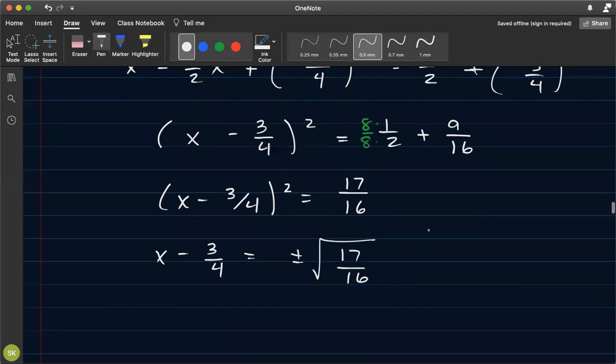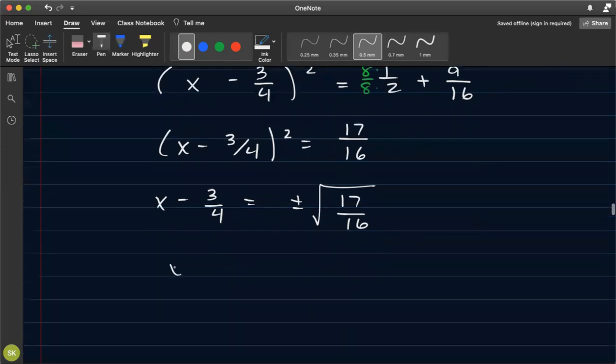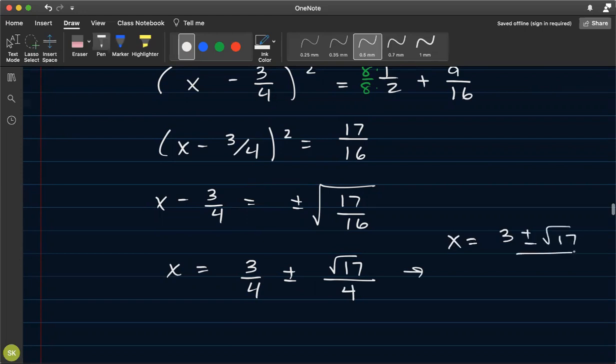Okay, so where do we go from here? Well, we move the 3/4 to the other side, and then we break this square root because this will become square root 17 over the square root of 16. So we get x is equal to 3/4 plus or minus the square root of 17 divided by the square root of 16, which is just 4. And we can combine this into a really nice fraction, because both of these are being divided by 4, so I just put it on the bottom like that. We can't simplify this any further, so here are our 2 solutions.